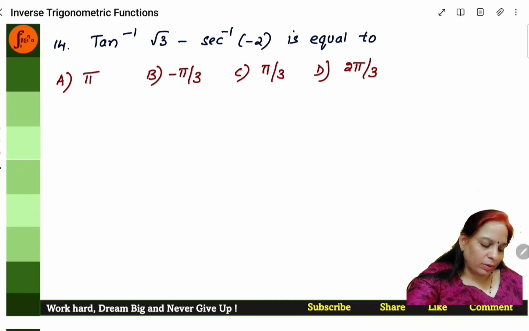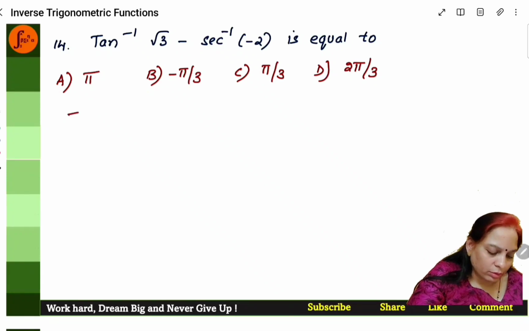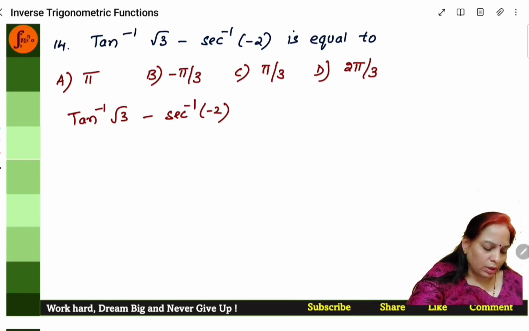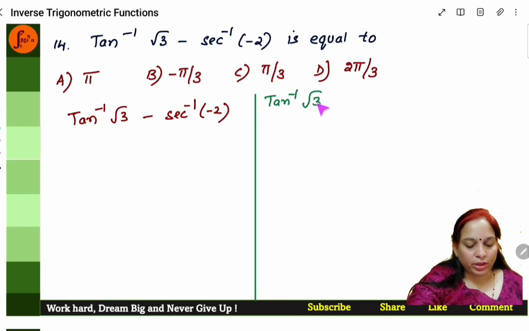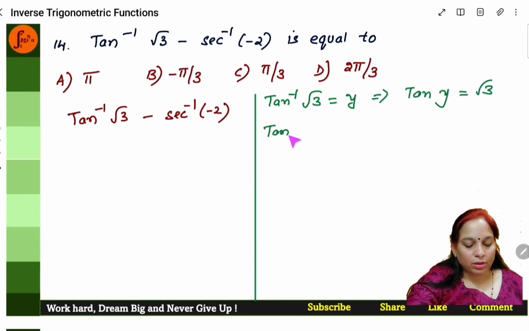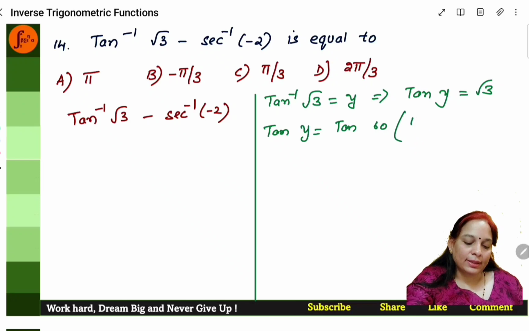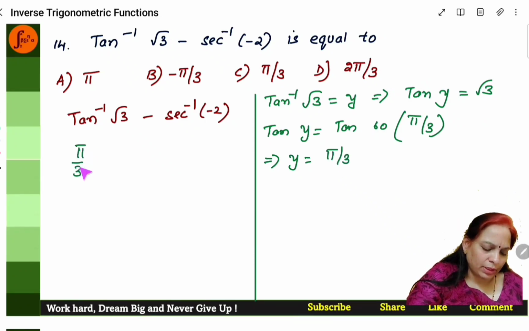Now we look at this 14th problem. Tan inverse of root 3 minus secant inverse of minus 2 is equal to, so we'll have to solve this. Tan inverse of root 3 minus secant inverse of minus 2. We'll take separately. So tan inverse of root 3 is equal to y infers that tan y is equal to root 3. Now this means root 3 is nothing but tan 60. Tan 60 is pi by 3, which implies that y is equal to pi by 3. So this is nothing but pi by 3.